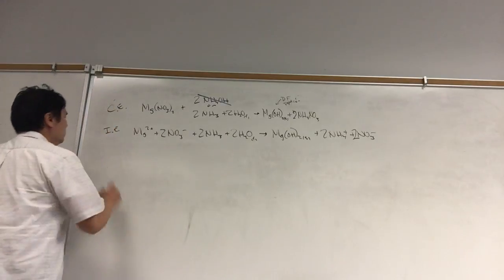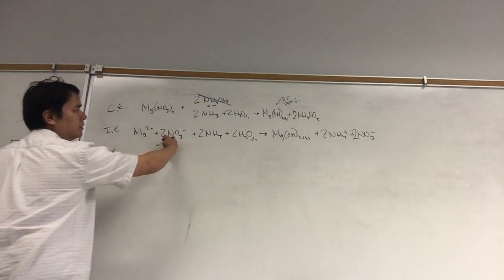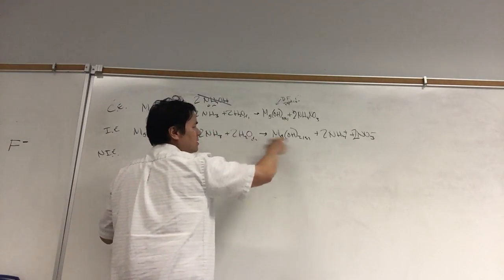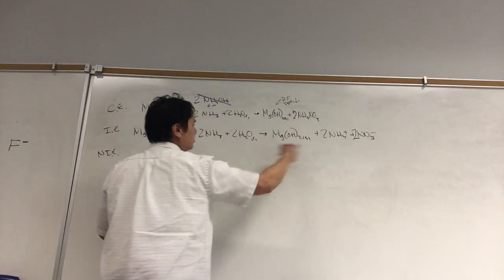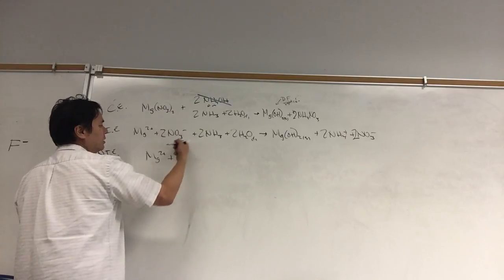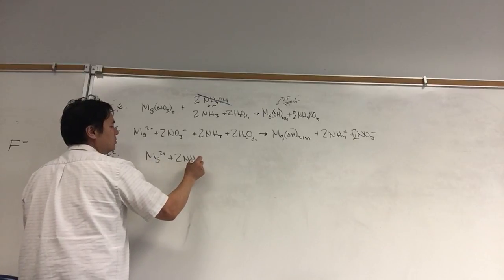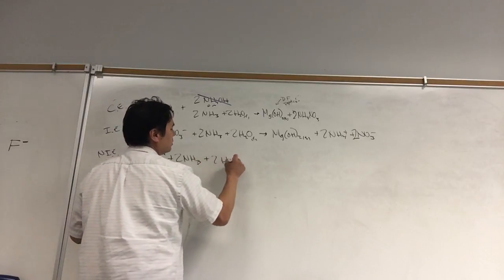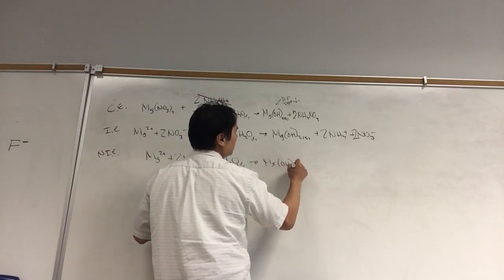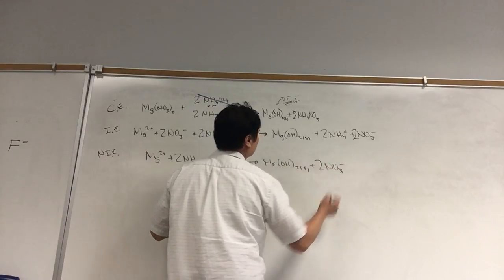Well, the net ionic equation is going to eliminate the spectator, so looks like nitrate doesn't change. How about ammonia? Well, ammonia is a base. Ammonium is an acid, so these 2 are different species, and so we can't cancel them out. So we'll get rid of the nitrates because that's the same on both sides. So magnesium ion plus 2 ammonia plus 2 water yields magnesium hydroxide solid plus 2 nitrates.